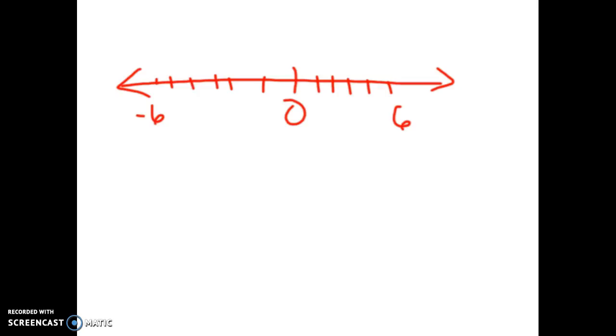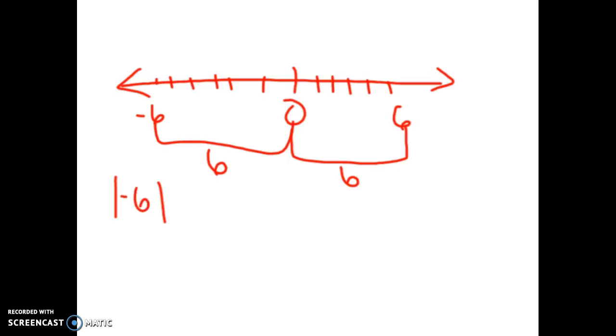And so when we talk about absolute value, we're talking about the distance to 0. If we have -6, what is the distance from 0? It is 6. And if we look at +6, the distance from 0 is also 6. This is how you represent absolute value, a line on each side. So the absolute value of -6 is 6, and the absolute value of +6 is also 6.